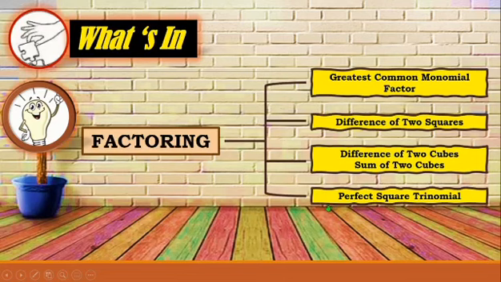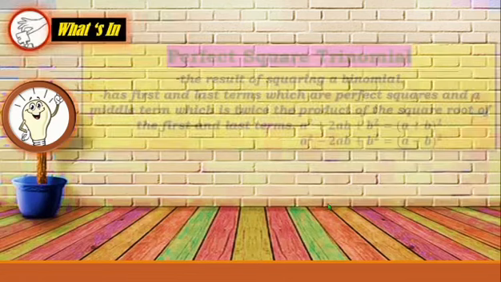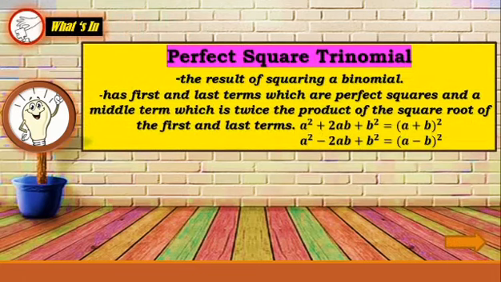Lastly, what is a perfect square trinomial? It is the result of squaring a binomial. The first and the last terms are perfect squares, and the middle term is twice the product of the square roots of the first and last terms. Let's try one example.